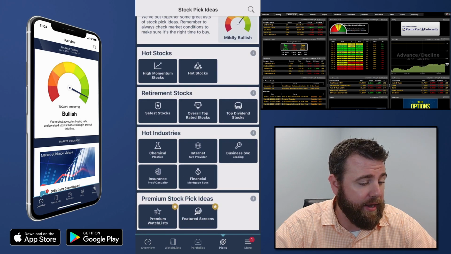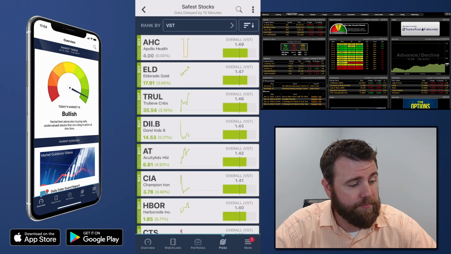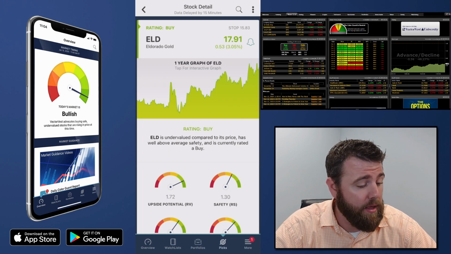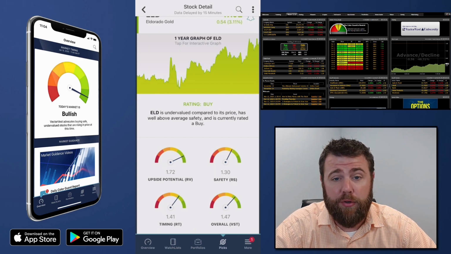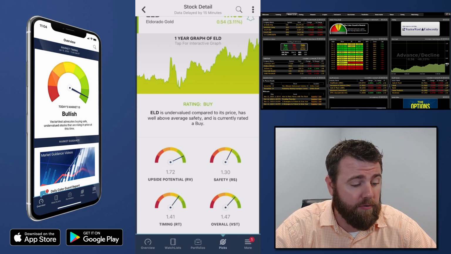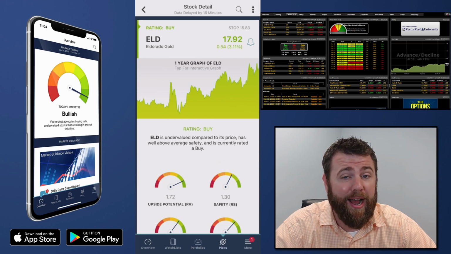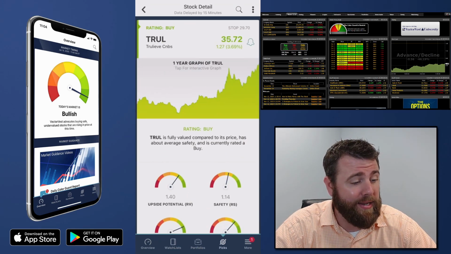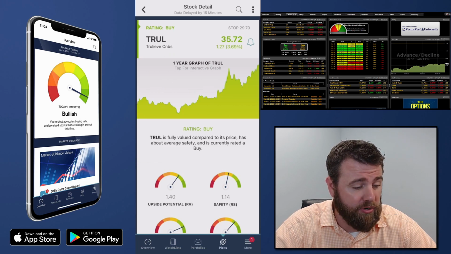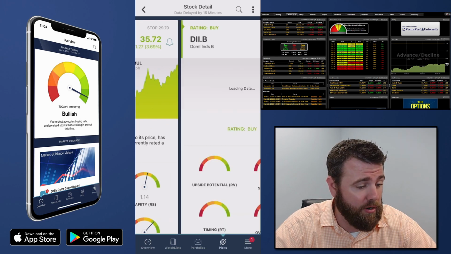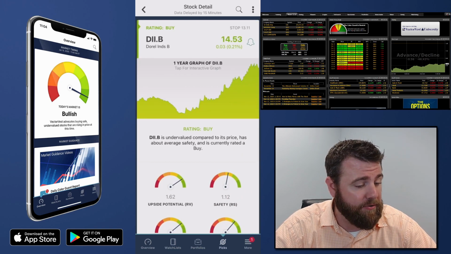If we go back, we take a look at some of the safest stocks. AHC once again, but then you get Eldorado Gold. Most people are familiar with that. Really nice long-term potential with the RV of 1.72. Great safety or consistent fundamentals with an RS of 1.3. Nice timing at 1.4. So everything looks pretty good. That 1 year quick graph you can see at the top looks good as well. We get TRUL. Once again, really strong RV, good RS, nice steady uptrend. Great looking chart there. DIIB, same situation.